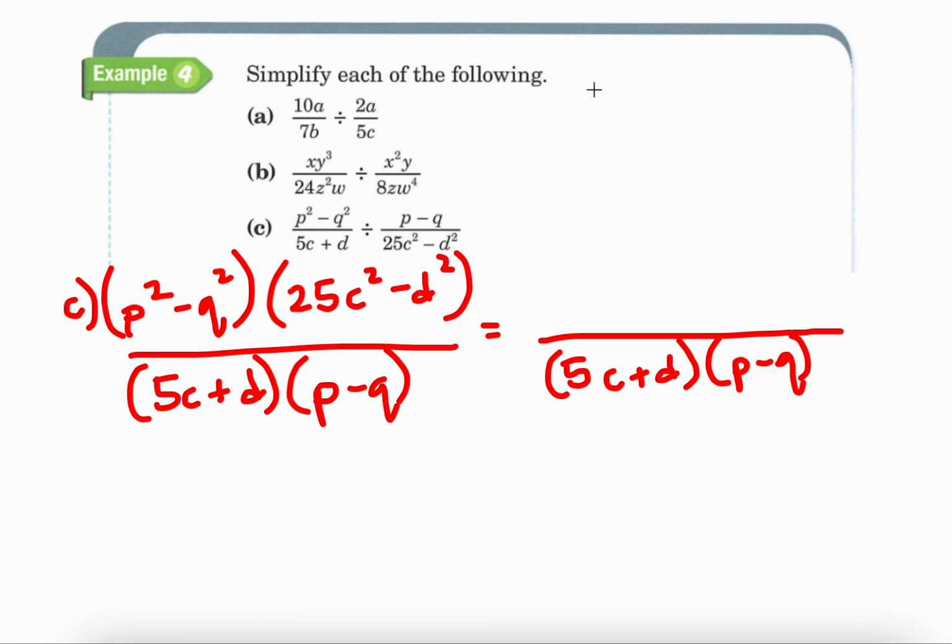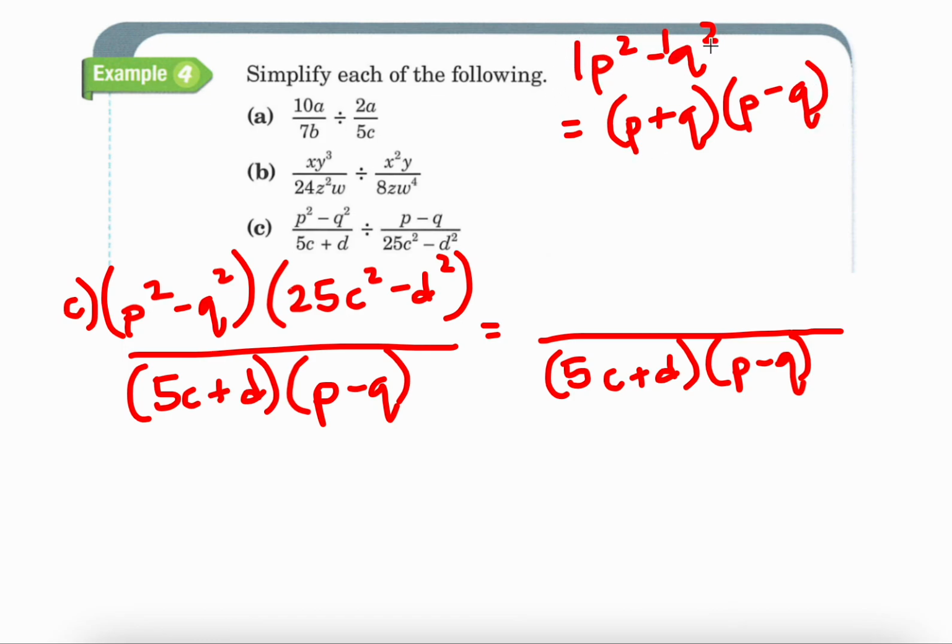P squared minus q squared. Alarm bells going off in my head because I see perfect squares with a missing term between them. So really this is a plus or minus special case, right? P plus q times p minus q because they have perfect squares there. They have ones which can be square rooted. So this right here becomes p plus q times p minus q.